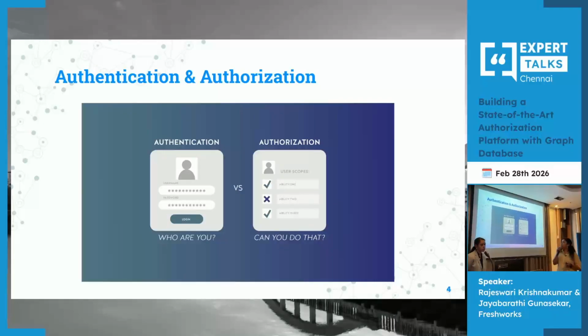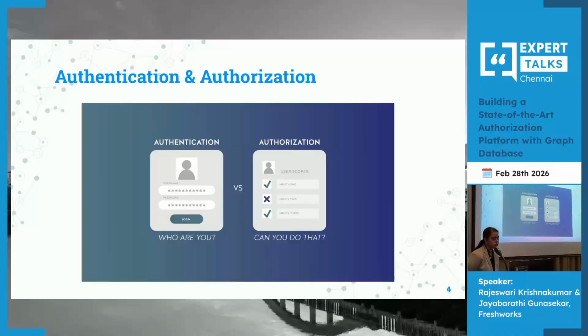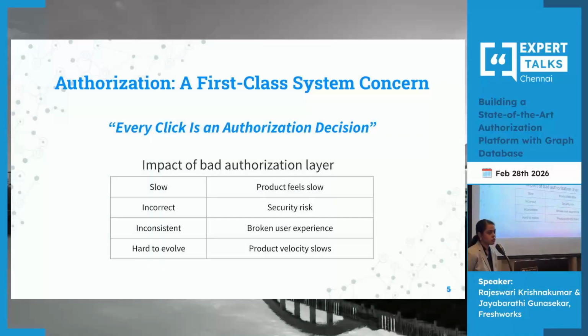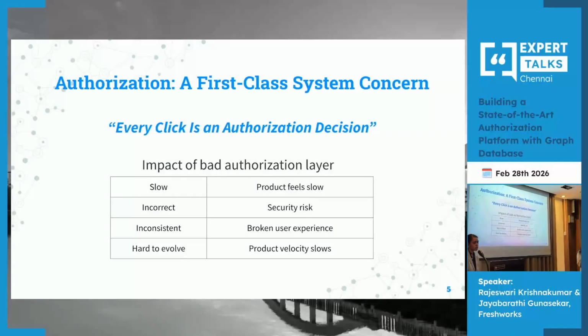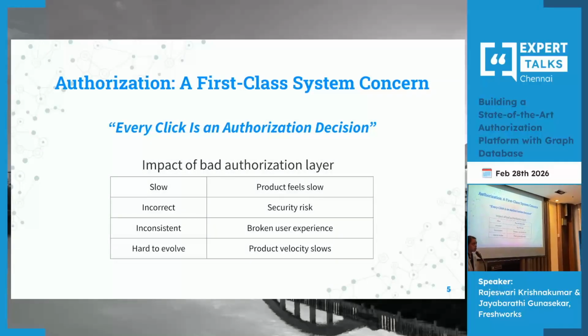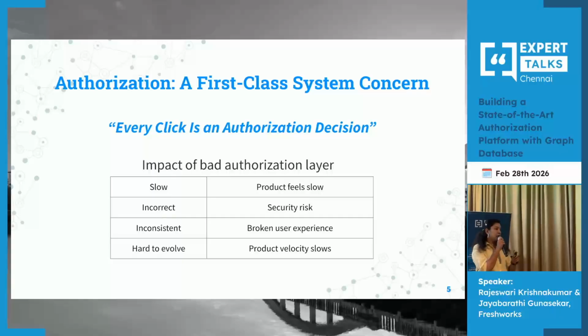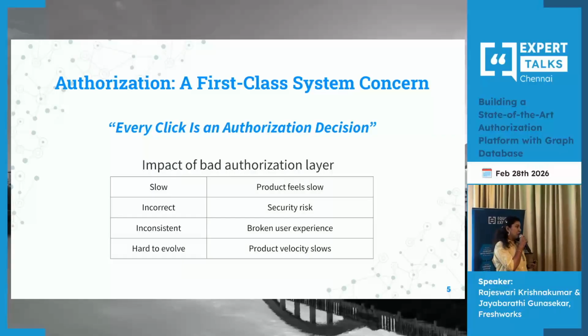So these two are very critical for any system, given how much traction security is getting these days. Today we are going to focus mostly on authorization. Authorization is a first-class system concern. Every click that you do inside whatever application you use is an authorization concern, correct? Because if you do something unauthorized, it will result in a big security violation.